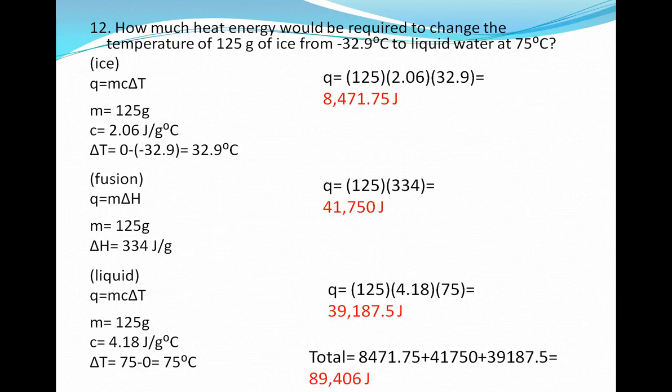And the last state is liquid. There's no phase change, so Q equals MC delta T. You're given your mass, you know your C value because it's water, so it's 4.18, and your delta T is 75 minus 0, so 75. Plug into your equation, you get 39,187.5 joules of energy, and you add them all together, and you get 89,406 joules of energy to change it from negative 32.9 degrees Celsius.